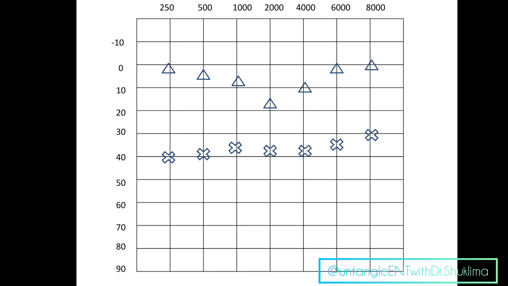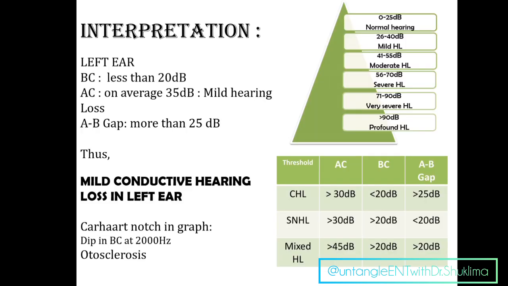But look at one thing. There is a notch at 2000 Hz, a dip at 2000 Hz. That is called a Carhart notch. And this type of graph is mainly seen in case of otosclerosis. This notch occurs in the bone conduction curve.